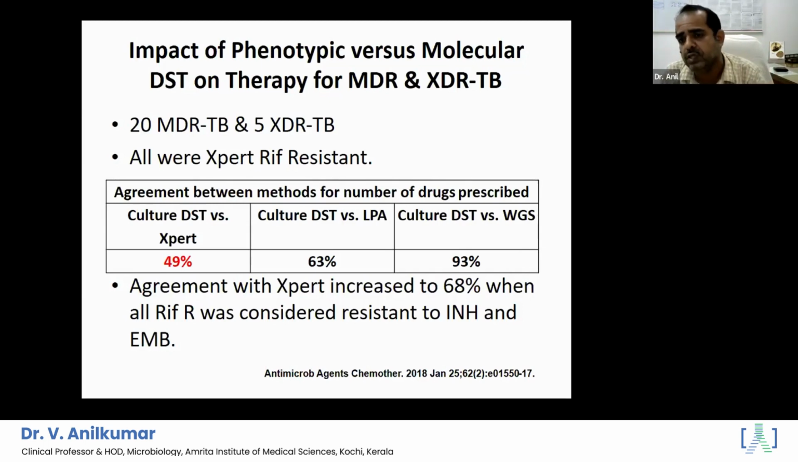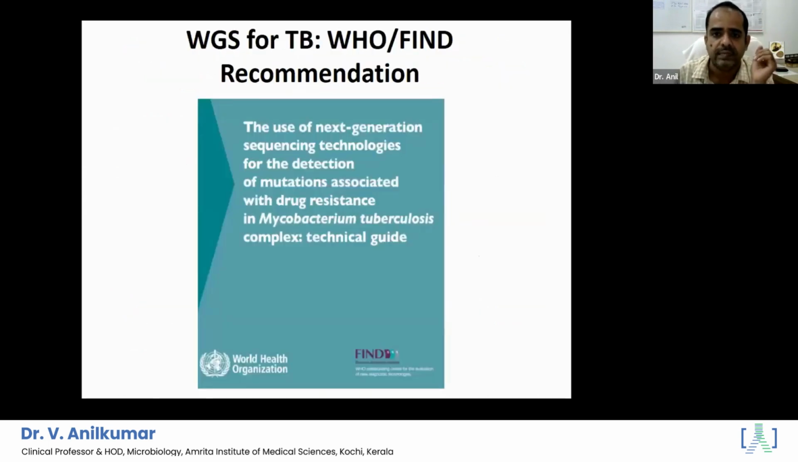So whole genome sequencing should be the way forward for doing genotypic DST rather than doing a phenotypic DST in the case of mycobacteria. Now, whole genome sequencing has been endorsed by FIND and WHO. They have a technical guide. It's freely available online. You can look into it. So they also endorse whole genome sequencing for genotypic drug susceptibility rather than going for a phenotypic susceptibility, which takes long, especially for first-line antibiotics.